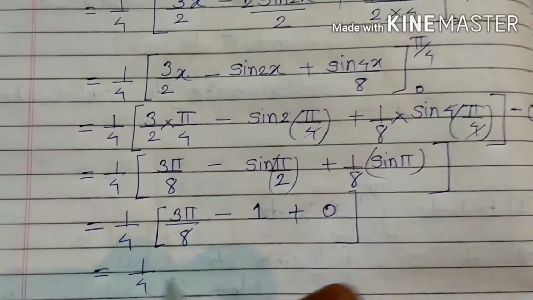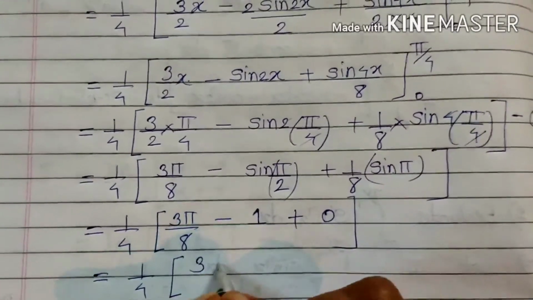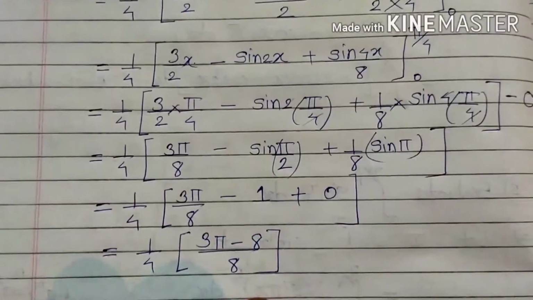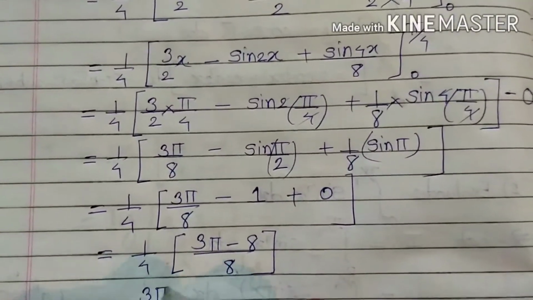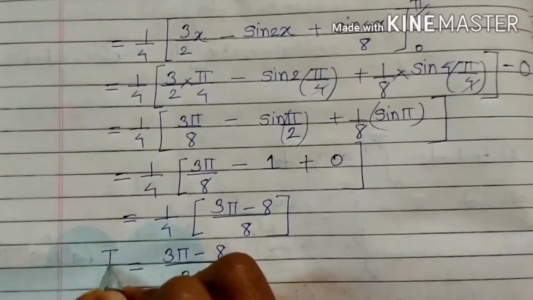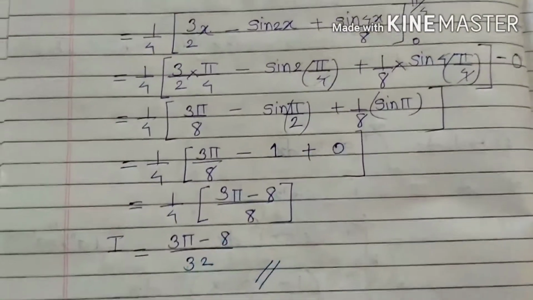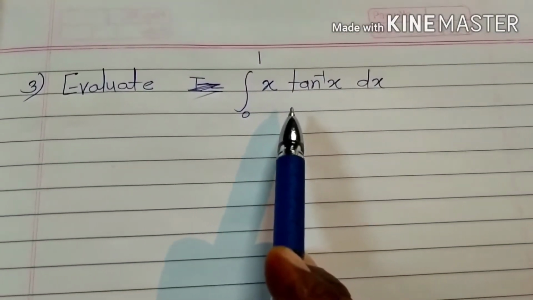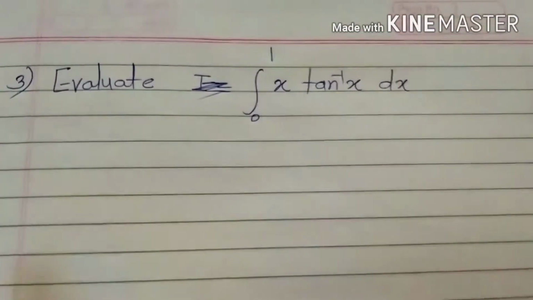1 by 4 into cross multiply 3 pi minus 8 upon 8. So the value of this equation is 3 pi minus 8 upon 32. So this is our answer. Now next example, evaluate the integral from 0 to 1 of x into tan inverse x dx.